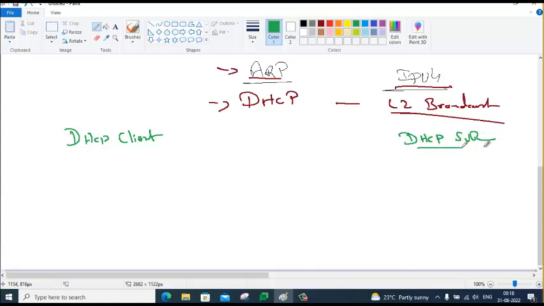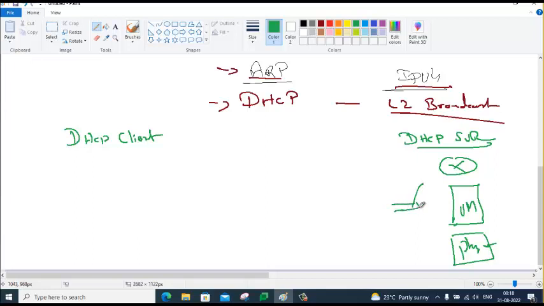This DHCP server can be a Cisco router, it can be a VM, it can be a physical device, a server with any operating system, that doesn't matter. DHCP server can be anything. It can even be a Wi-Fi router in your house, a domestic router. There are various things which can provide an IP address by running this DHCP service.